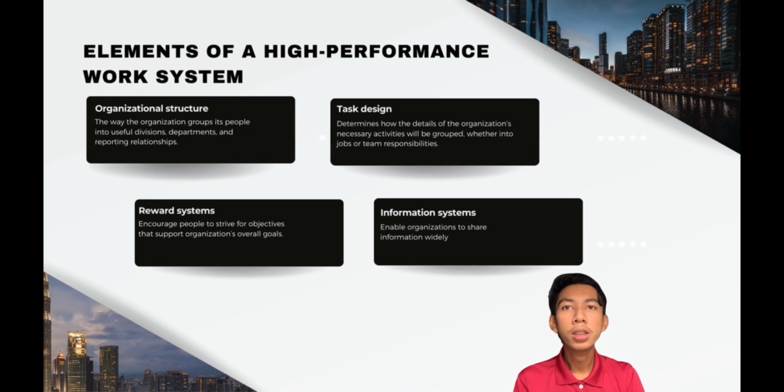The third point is reward system. Reward system means encouraging people to strive for objectives that support the organization's overall goals. The last point is information system. Information system enables the organization to share information widely.